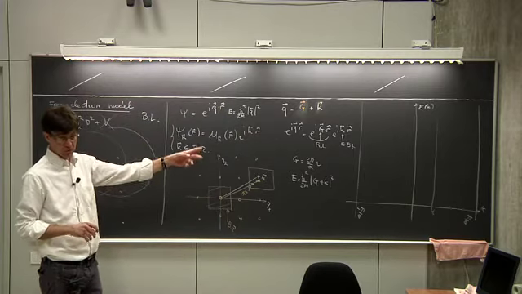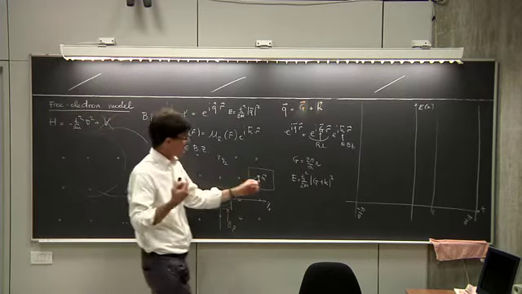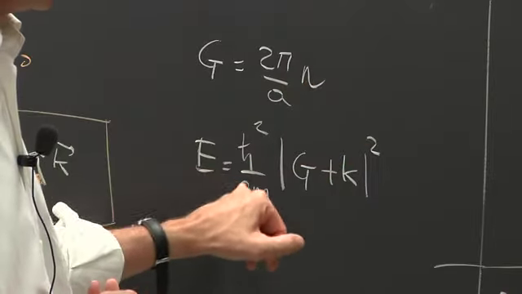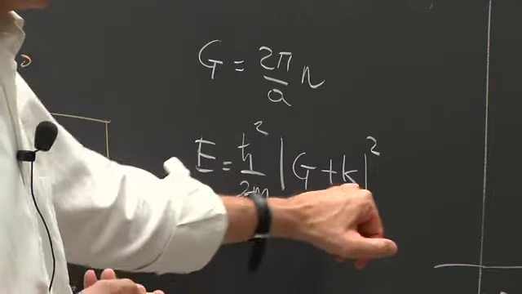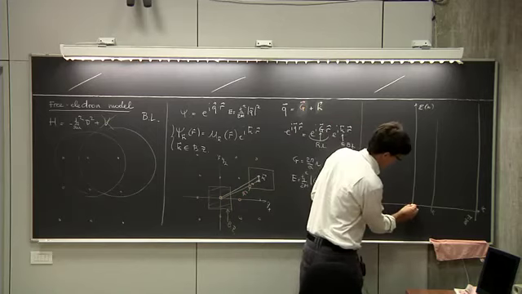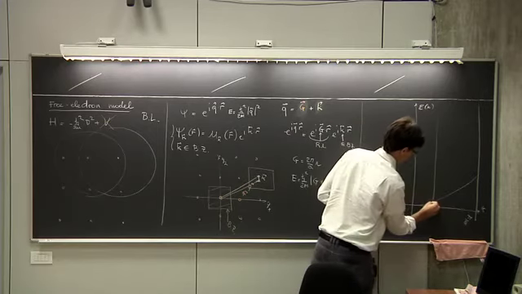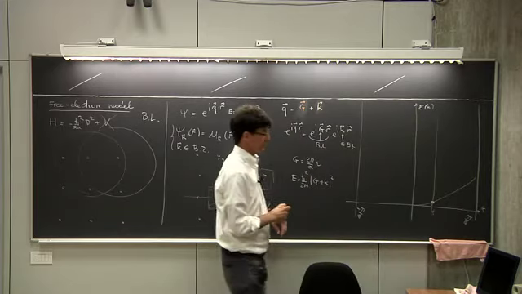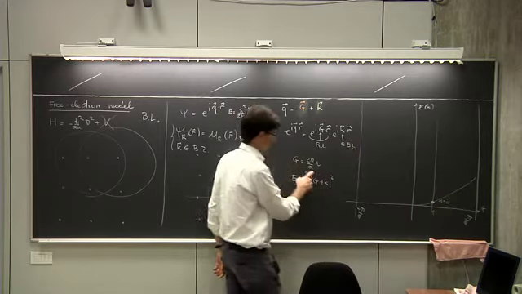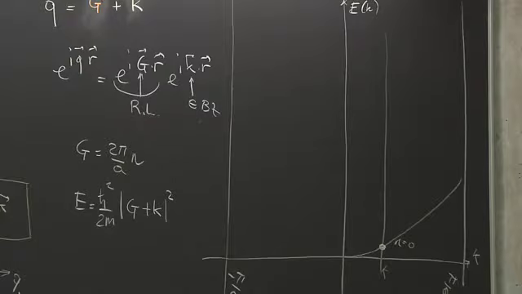So let me draw the solutions now on the blackboard. Let me start with G equals 0, n equals 0. The energy is ħ²/2m k². Okay? So k² means that it's a parabola. Here you go. This one is n. Let me use the same notation that I'm using for the reciprocal lattice vectors. It corresponds to the n equals 0 reciprocal lattice vector.